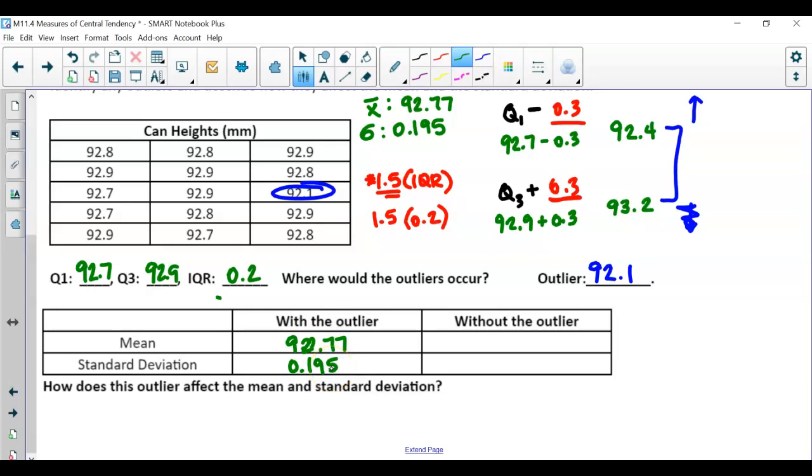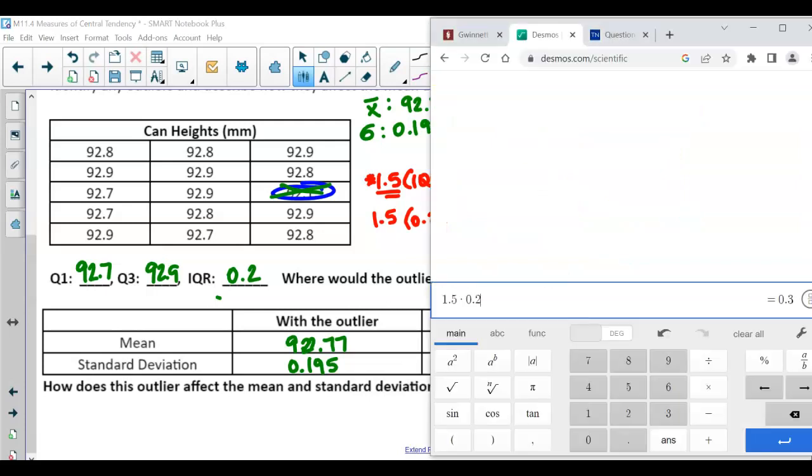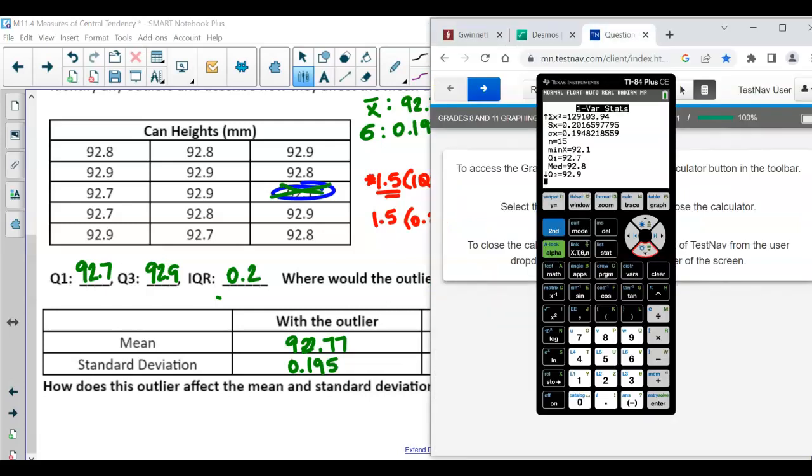So now we're going to redo our data, but take out 92.1. Now, don't delete the whole thing, right? And then put in 14 values. So here, guys, go to the calculator. We're going to go back to the calculator, go back to stat, and again, edit, right? Because we need to edit the list.